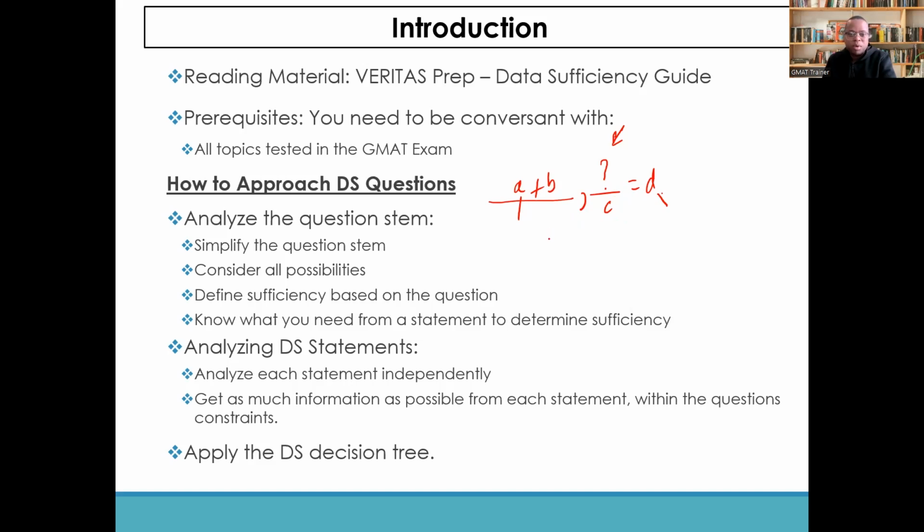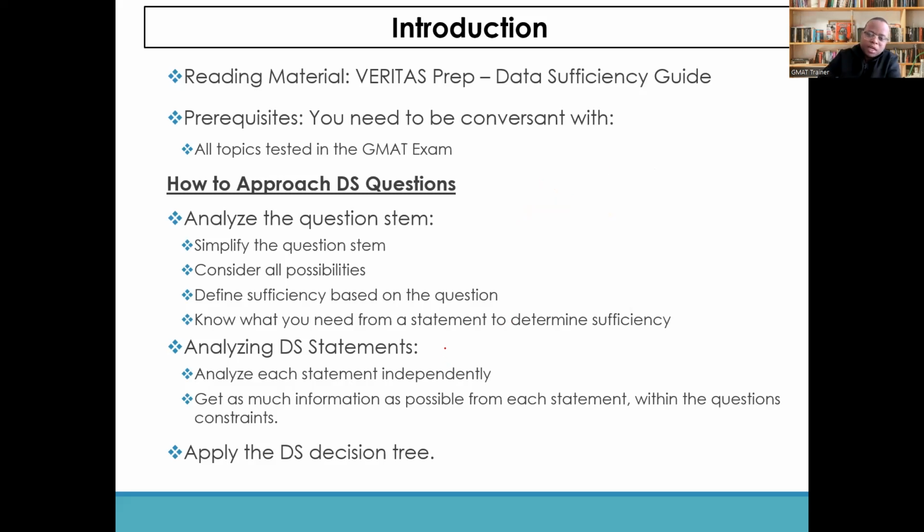So the moment you know these and apply them, you can go inspect the statements to see which one meets this criteria. Are you getting me? Once you have that, you're able to know what you need from each statement to determine sufficiency. Then next, you can go on to analyzing the statements.